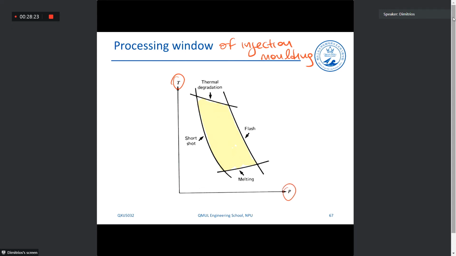If we have extra pressure, or if we have additional material, then we can have flash. Flash is the phenomenon where excess material comes as part of the produced material. So afterwards, we need to cut the excess material and so on. So flash is essentially associated with extra material.